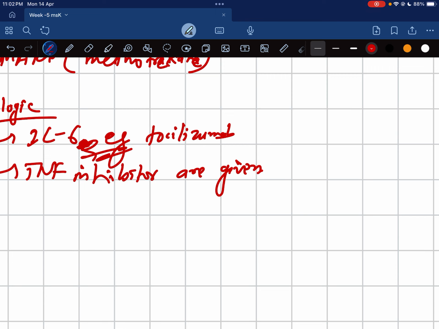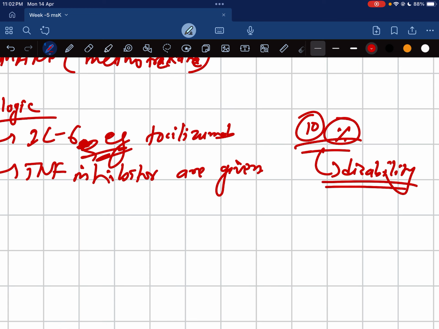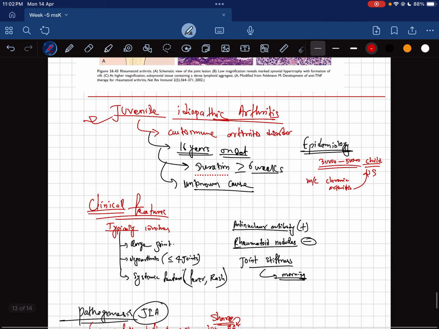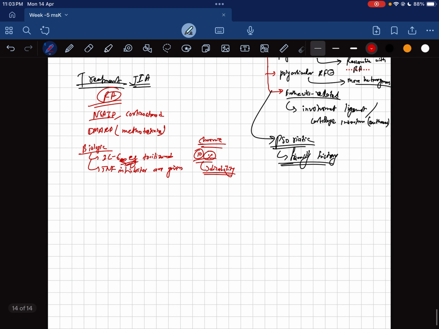Then there is the prognosis. In many cases it becomes chronic, and 10% of patients develop disability. So this is regarding juvenile idiopathic arthritis. Now moving on to the other diseases of arthritis.